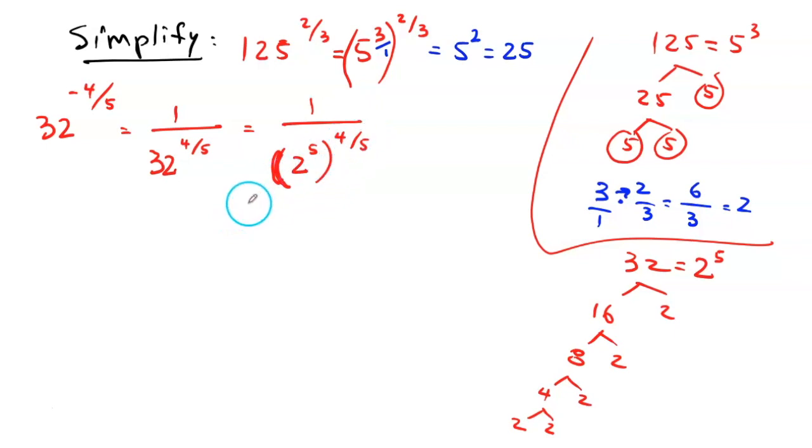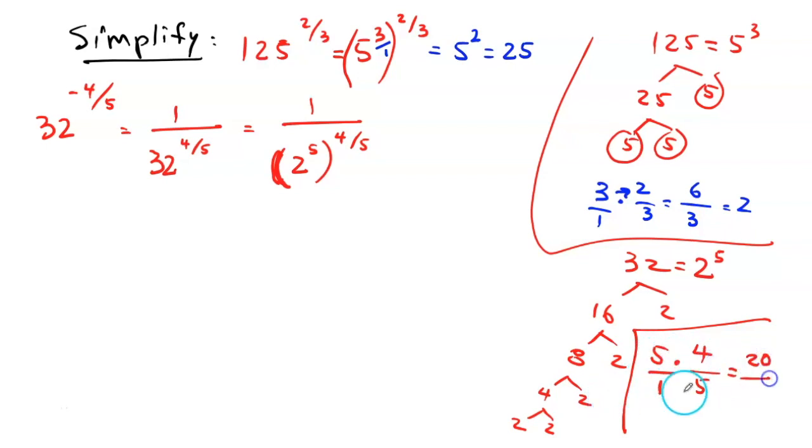Exponents, what do I do with them? Multiply them. Okay, so I got 5 times 4 over 5. This 5, make it a fraction over 1. 5 times 4 is 20. 1 times 5 is 5. 20 divided by 5 is 4. So 2 to the 5th to the 4/5 becomes 2 to the 4th power. When I multiply those two exponents, I ended up with the 4.